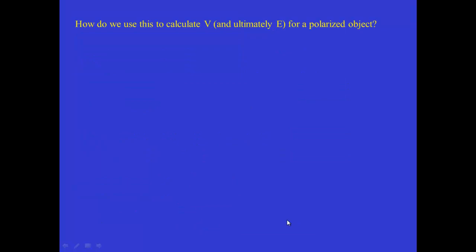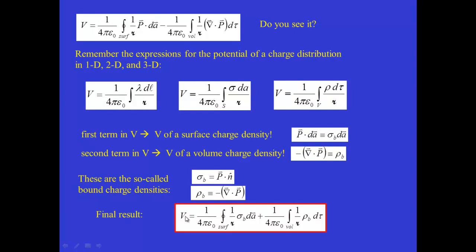How can we use this to calculate V for a polarized object? And of course, let's remember that the goal is ultimately to calculate the electric field. So if we need to calculate V first, we will, but maybe there's a way of using this new information to calculate E directly. So let me just scroll back to that for a second. Look at the bottom here. How are we going to use this to find the electric field of the polarized object? And it's actually very, very simple.